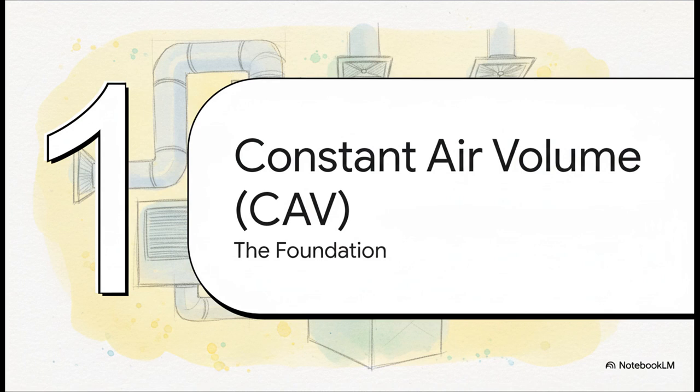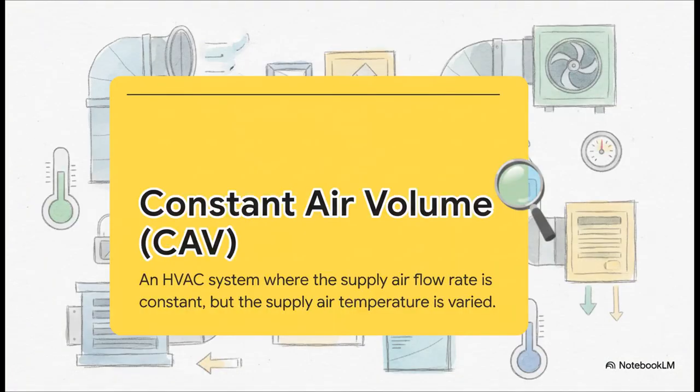First up, we've got the foundation, the OG of HVAC systems, constant air volume, or CAV. You really got to get this one down because everything else we talk about is basically a reaction to it. It's our baseline. You know, the name gives it all away. With CAV, the fan is always blowing the same amount of air. It's a constant volume. So how do you control the temperature? Simple. You change how hot or cold that air is. If a room needs more cooling, the system just sends colder air. If it needs less, the air is a little less cold. But that fan is always blowing at the same speed.